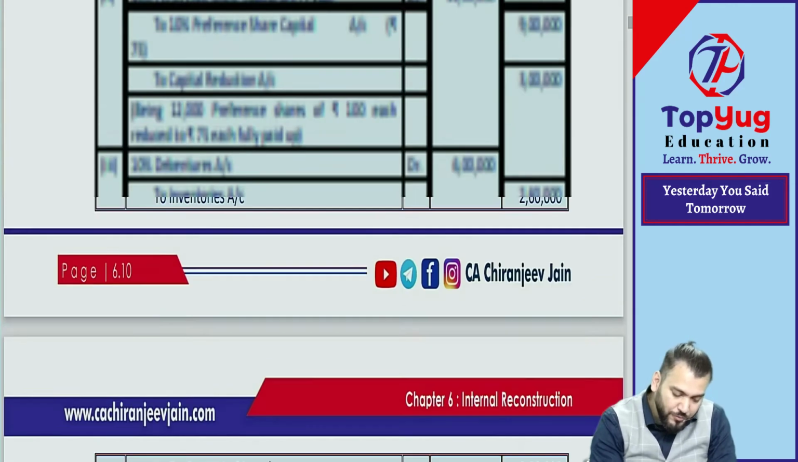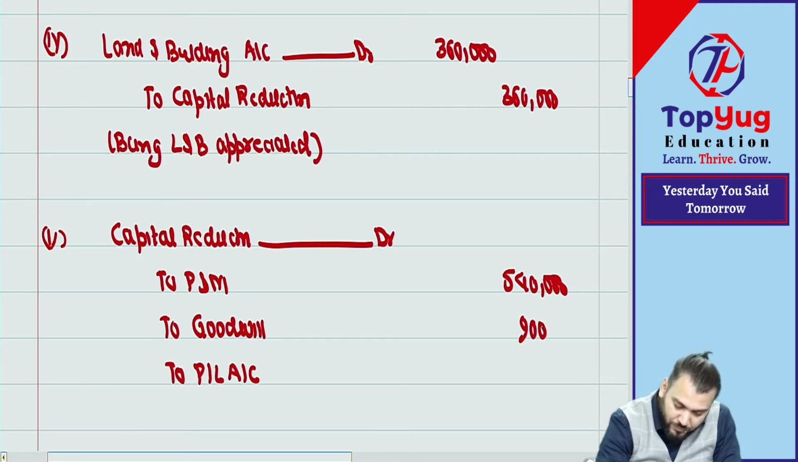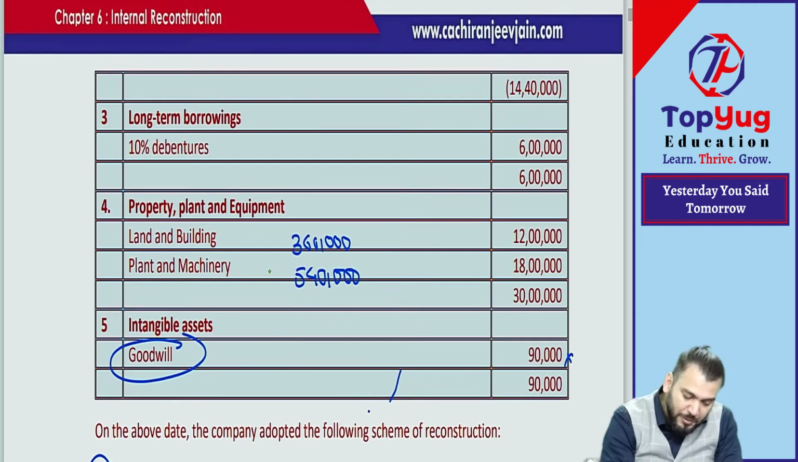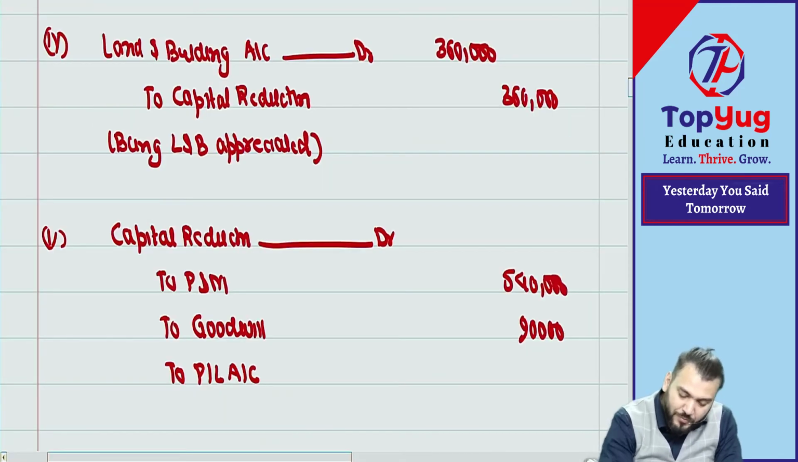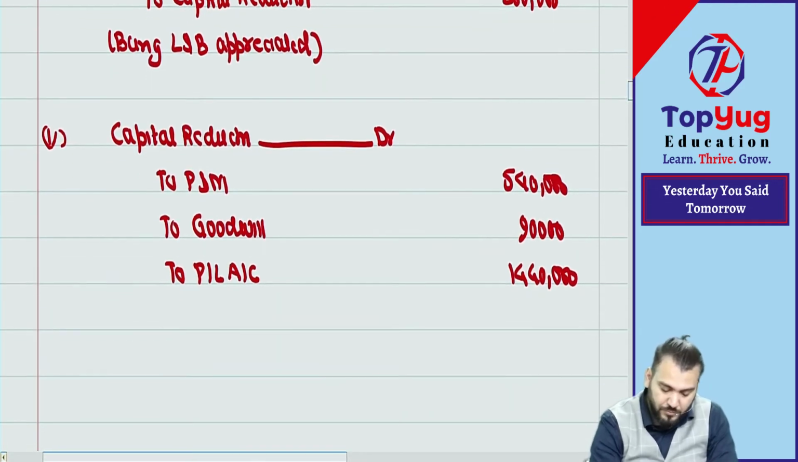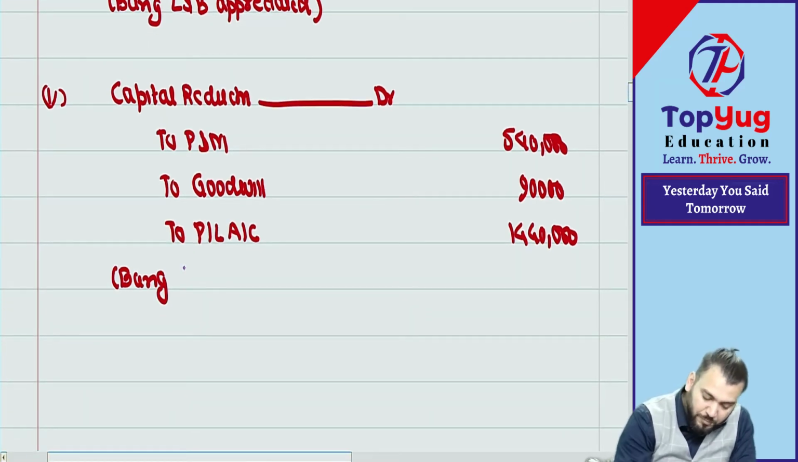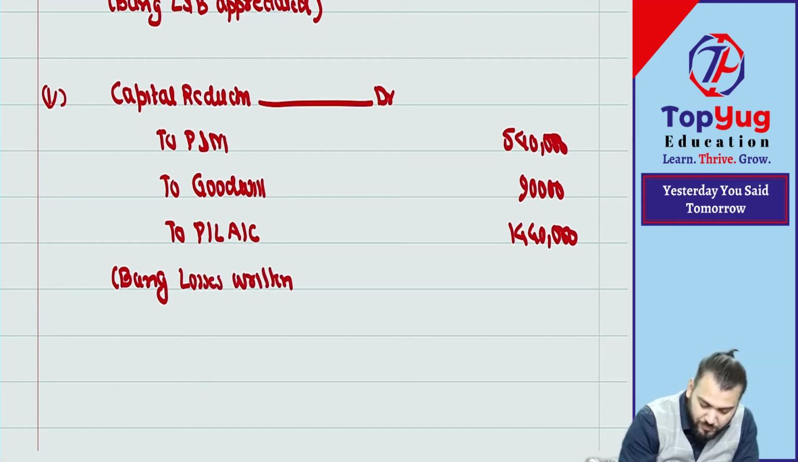So what is the amount of what? Goodwill. Goodwill is 90,000. So write down 90,000. And what is the amount of debit balance of P&L account? That is 14 lakh 40,000. Being losses written off. Small narration.